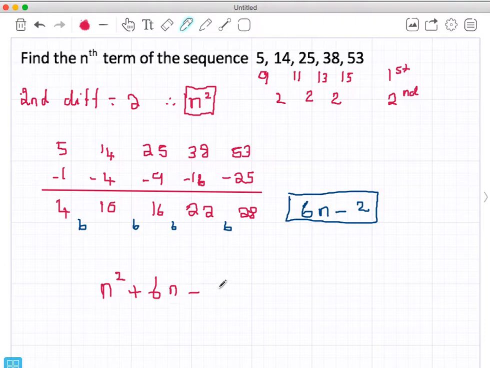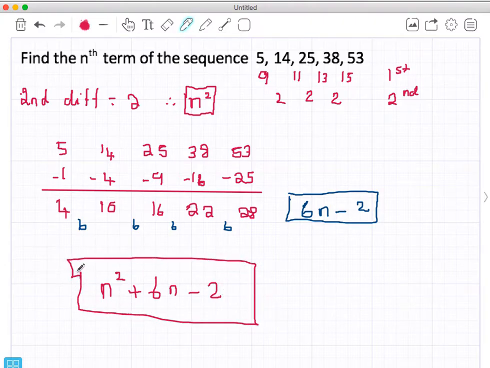And I can check that this actually works. So this is my final sequence. Let's think about the fourth number, for example, 38. We make n 4. 4 squared is 16, plus 24 gives me 40. Take away 2 gives me 38. You're welcome to check out all of those numbers by putting them into this formula, and you will get this sequence of numbers.